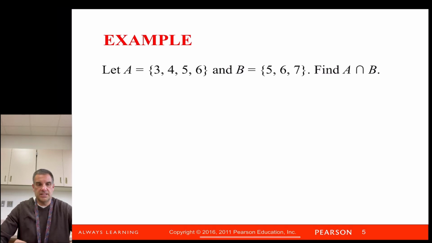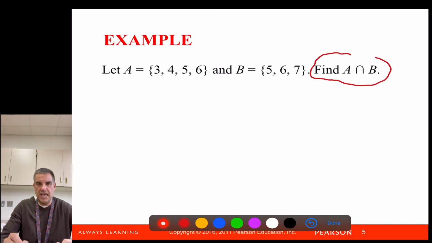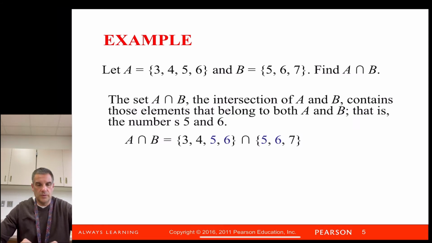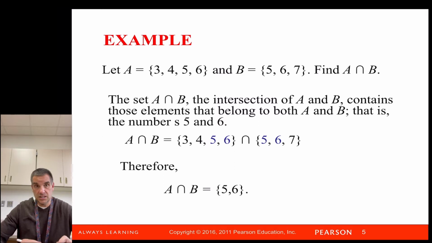So for example, let's say we've got the set A = {3, 4, 5, 6} and B = {5, 6, 7}. And we want to find the intersection of A and B. This is how that's read: A and B. In order to do this, we need to list all of the elements of A that are also in B. If we list all the elements of A, it's 3, 4, 5, and 6, and all the elements of B, 5, 6, and 7, the ones that they have in common are 5 and 6. So our intersection for A and B is {5, 6}. They're the ones that they have in common.